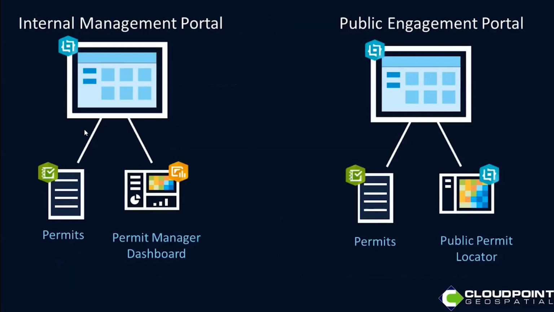To show you from a visual perspective what we're going to be looking at today, we have two Experience Builder sites. You're going to see a lot more than permitting on these sites because they were originally built out as a highway portal. But anyway, we have an internal management portal here. From a permitting standpoint, we have two permits. We're going to be focusing on the utility permit, but we also have a moving permit that we built out for a client, and then the permit manager dashboard.